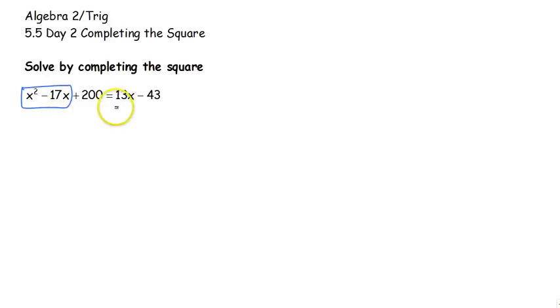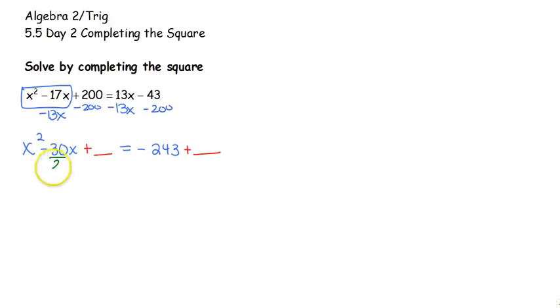So what I need to do is I need to move that 13x over, so I've combined my like terms. So I've got x squared minus 30x, and then I need to move the c value over so I can combine those together, and that's a negative 243. Now what I'm going to do is, once I've got all my pieces in the right spot, we need to take half of our middle term, which is a negative 15.